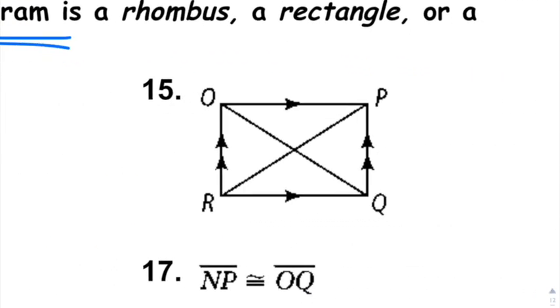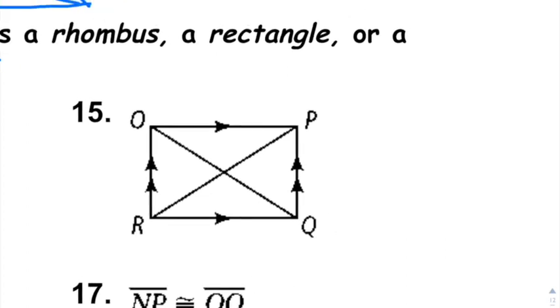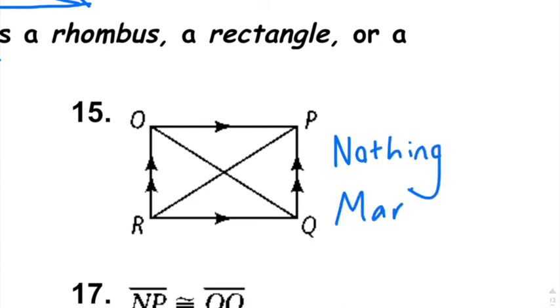Okay, with this one here, they say that the sides are parallel. Of course they are because it's a parallelogram, but they don't really tell us anything else. It looks like a rectangle, but nothing else is marked. So I just say nothing's marked, so we can't conclude any of the others there.